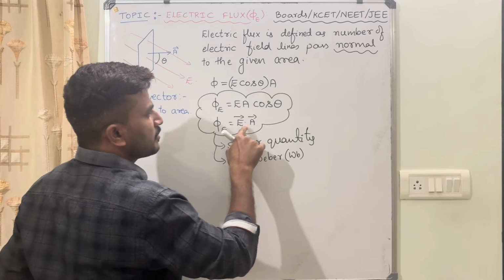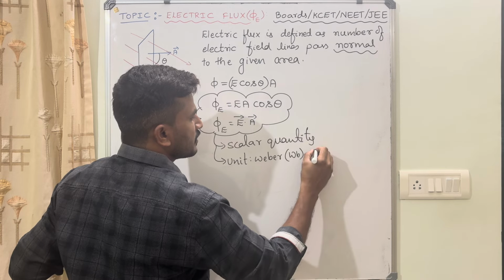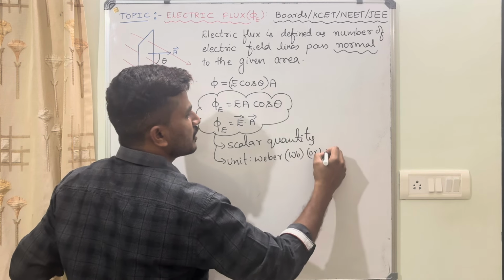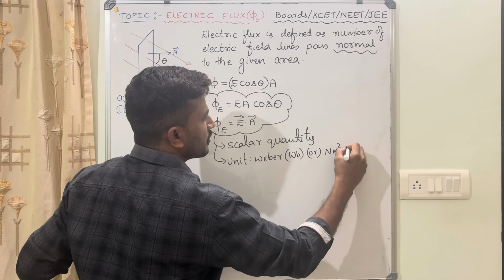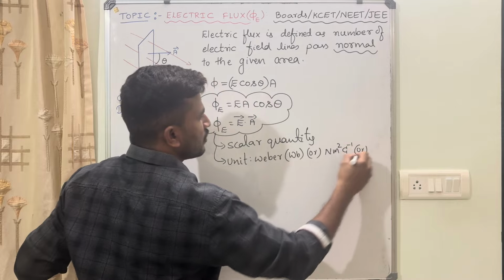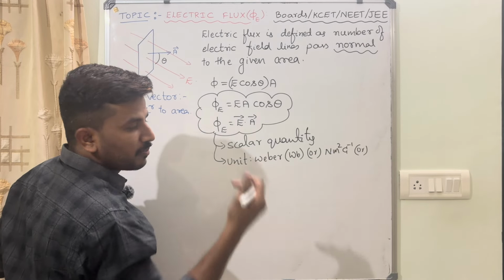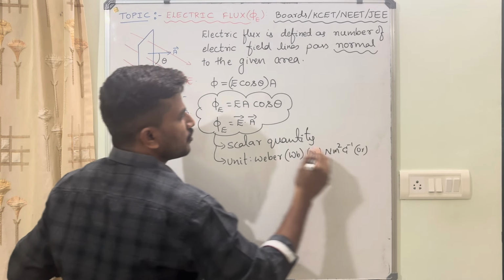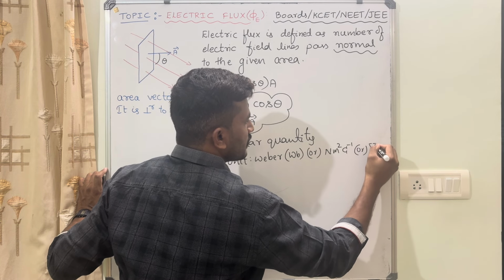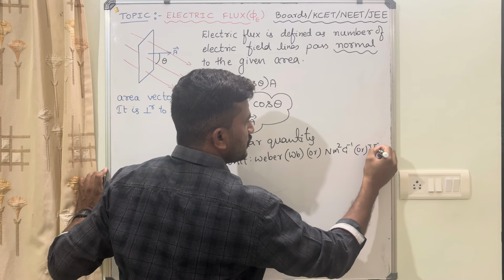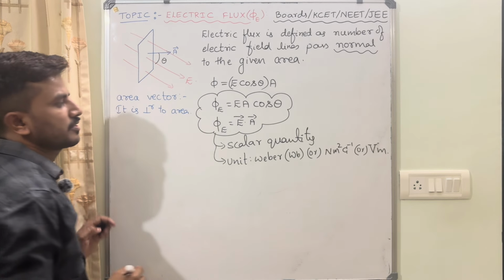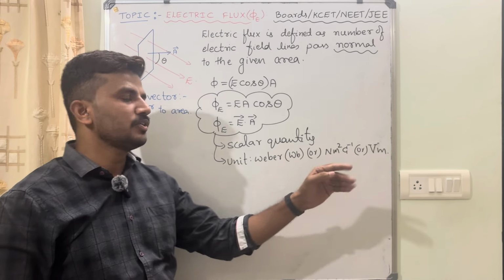Next, in terms of electric field and area, electric field is Newton per coulomb and area is meter square. So Newton meter square per coulomb you can write, or electric field unit is volt per meter, into meter square is volt meter. Like this, different units you can write for electric flux. So these are the different units.